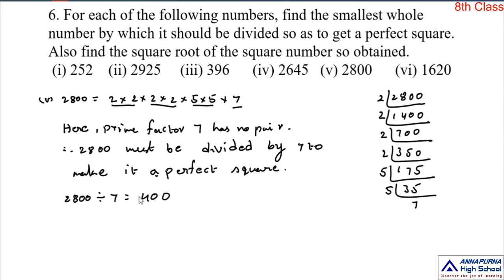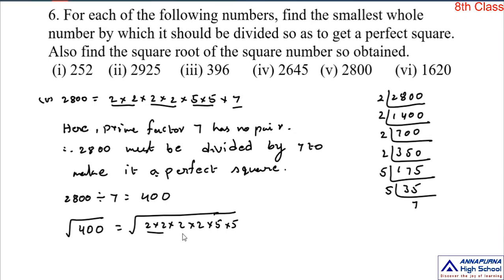Why? Because 7 4s are 28. So 2800 divided by 7 is equal to 400, and when you find the square root of this 400, it is equal to the square root of 400. Prime factorization is 2 into 2 into 2 into 2 into 5 into 5. Just in the prime factorization of 2800, you remove this 7, because we divided that given number by 7. So just remove this. So 2 into 2 into 2 into 2 into 5 into 5.